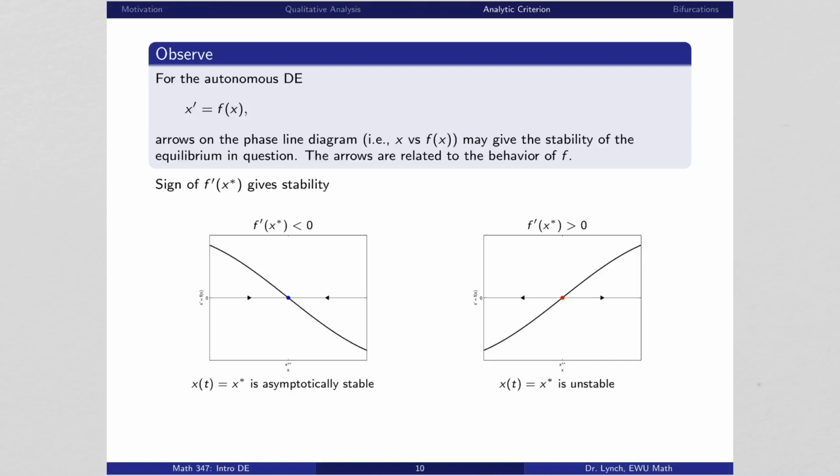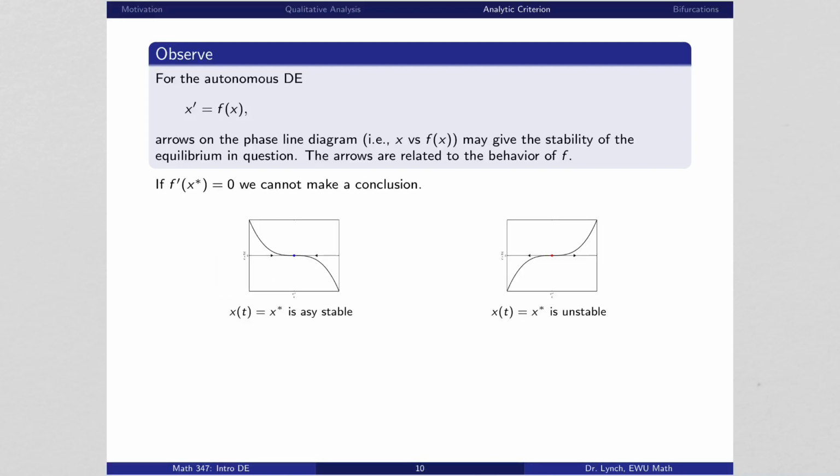is summarized here. And I want to point out again, so far in this class, prime has always meant a derivative with respect to time. Here, it means a derivative with respect to x. Again, our phase diagram treats x like an independent variable. Now, of course, if f prime at an equilibrium solution is equal to 0, we can't make a conclusion.